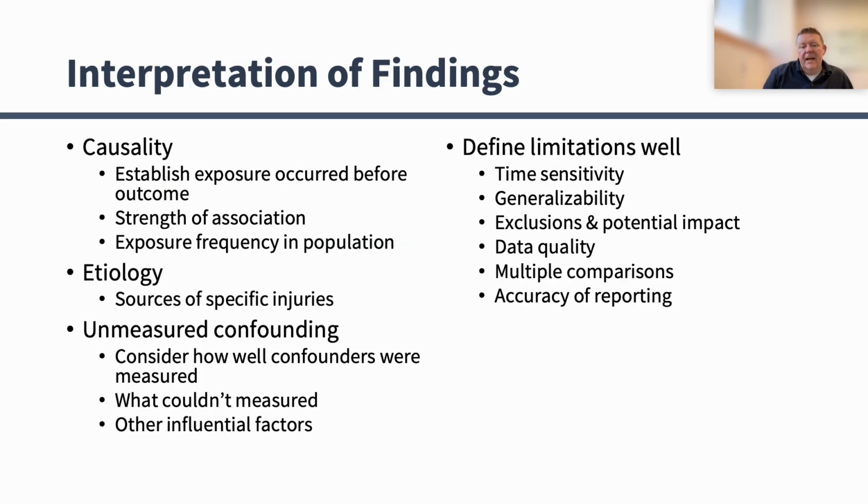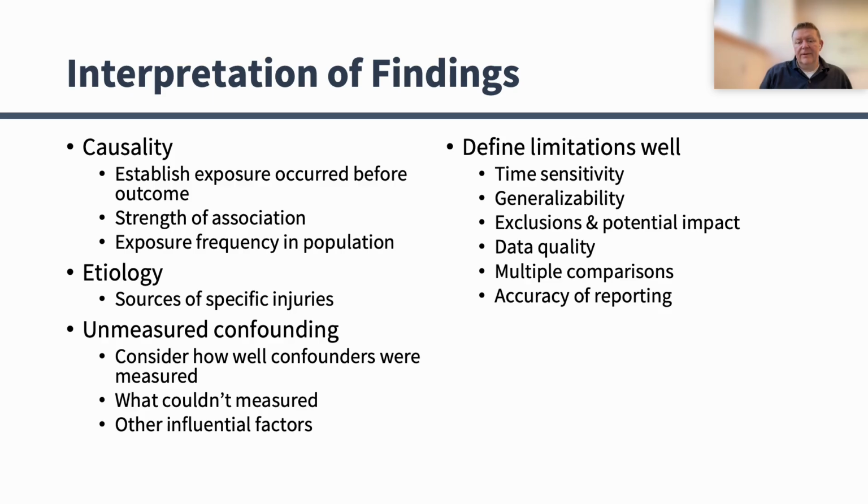So, how do we interpret our findings? We're trying to get at some sort of causality when we're doing a case control study. We're trying to establish a relationship between the exposure and the outcome, with the assumption that we've collected them in some way that determines the exposure happened before the outcome occurred.